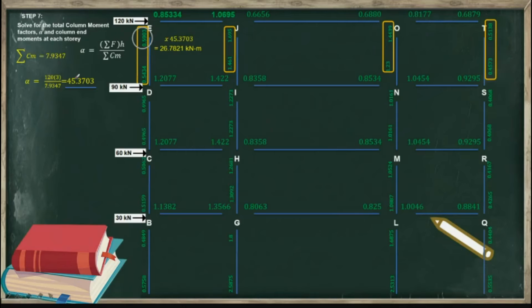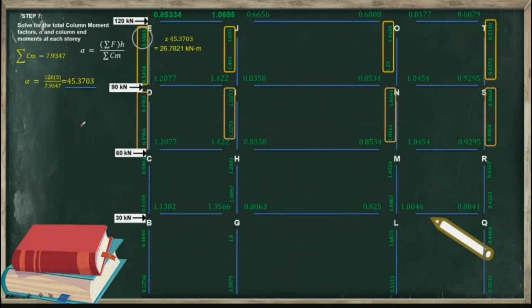And then, itong 45.3703, para makuha pa yung mga ibang moments natin sa mga column, i-multiply lang natin siya sa value natin dito. So, dito, multiply natin yung 45.3703. Dito din sa may JI column, ON column, and TS column. So, next naman, proceed tayo sa pababa, kay 3rd floor.